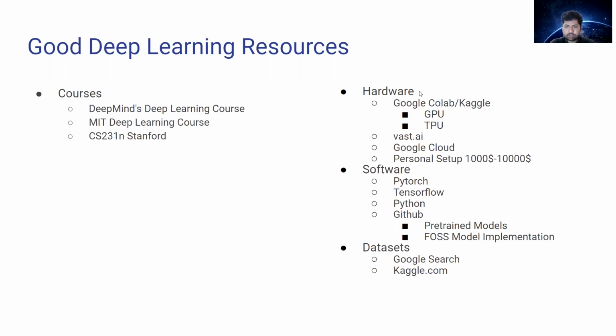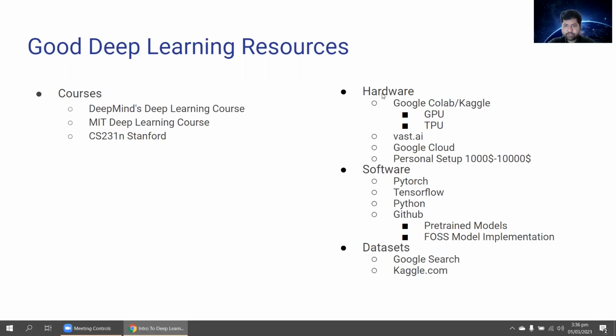Besides this, one of the major challenges is hardware. Good hardware is required for deep learning. There are lots of free resources available from Google, especially Google Colab and Kaggle. They both provide you access to free GPUs and TPUs. You can use them for your projects.